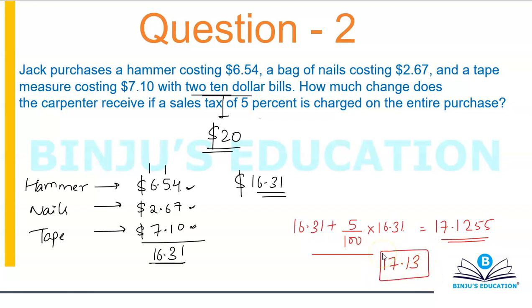So in total he is supposed to pay $17.13, which means he's going to get a cash value back of 20 minus 17.13, and that's going to be simply $2.87, and that's your answer. So how much change is he going to receive? He's going to receive a change of $2.87.